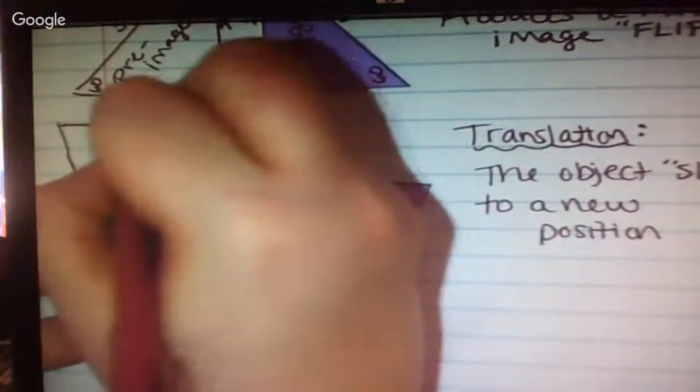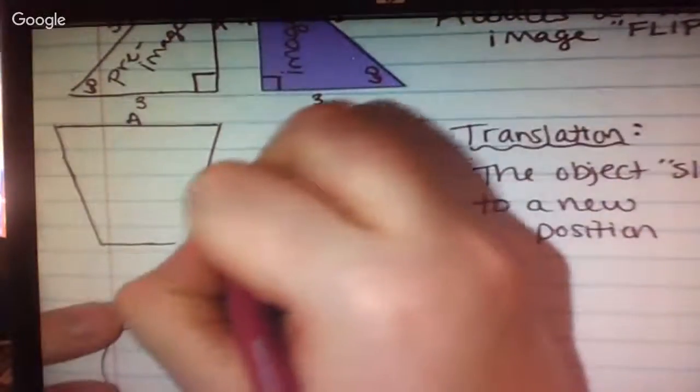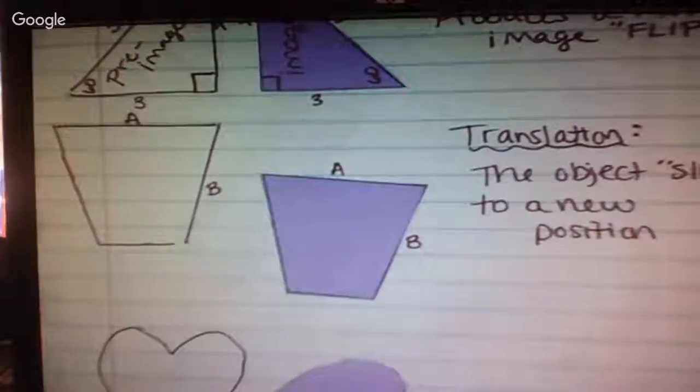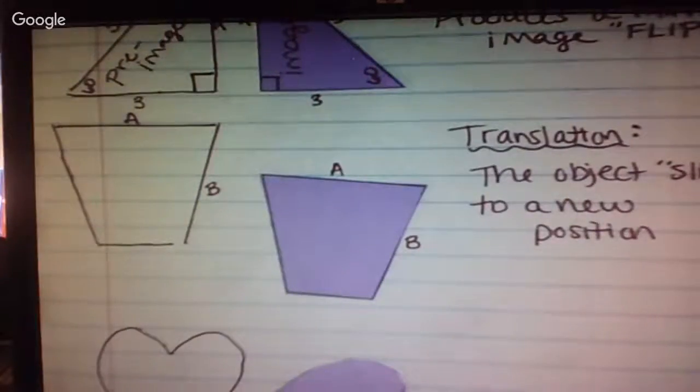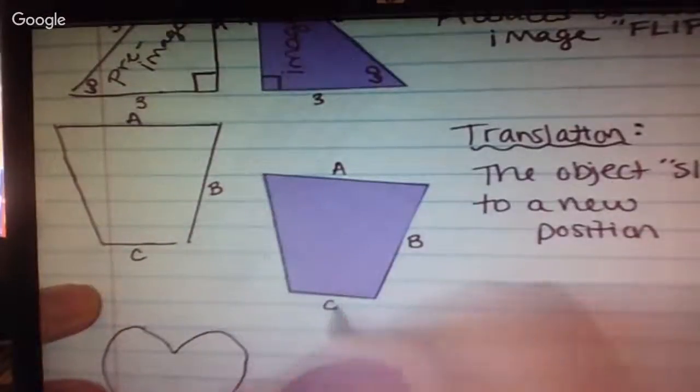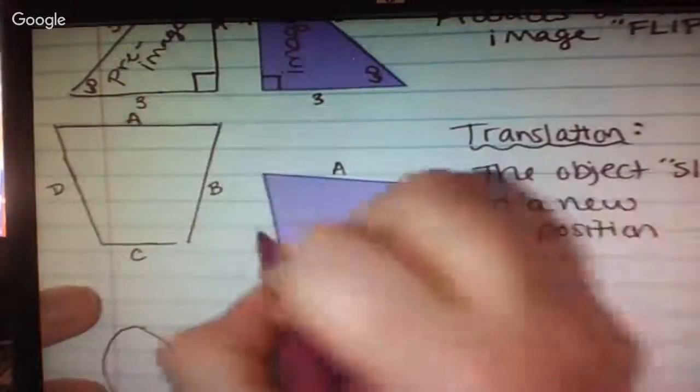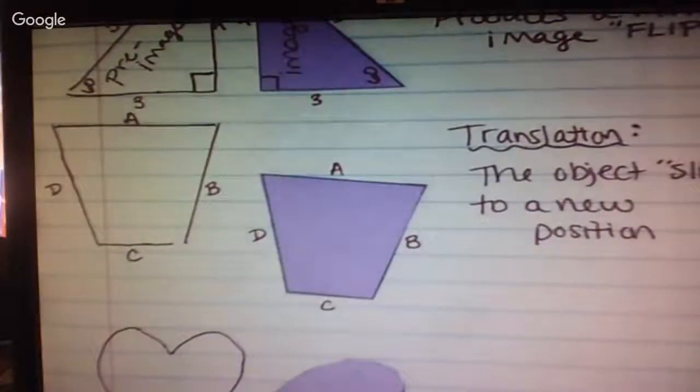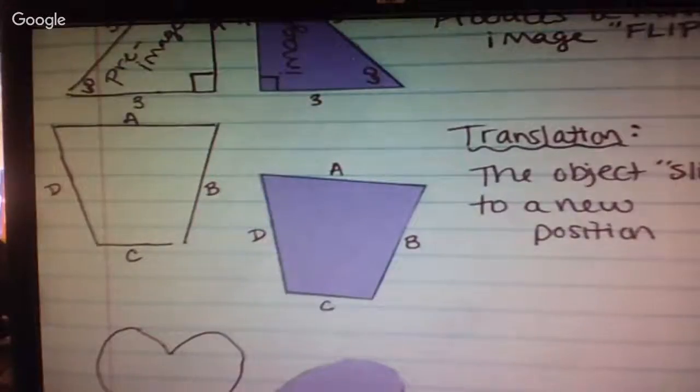So, side A and side A, side B and side B, C and C, D and D. Okay. So if you take a look at mine, it went to the right and then down. Some of y'all's just went to the right. That's okay. That's still a translation. It's still a slide.